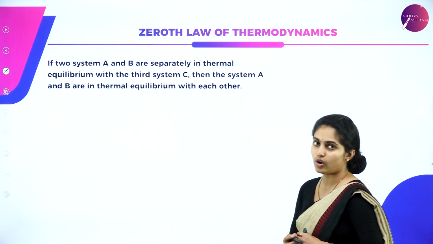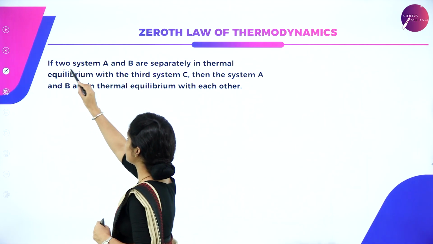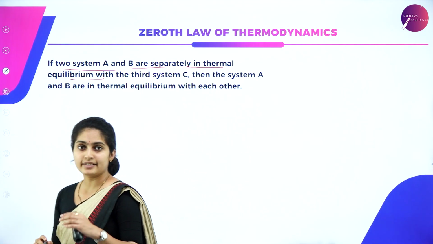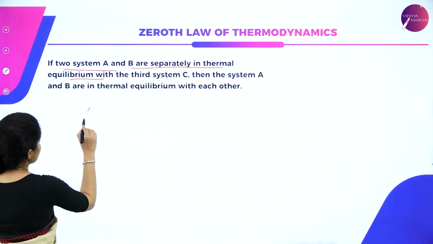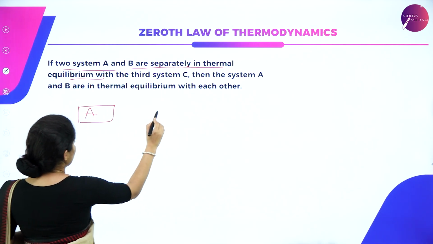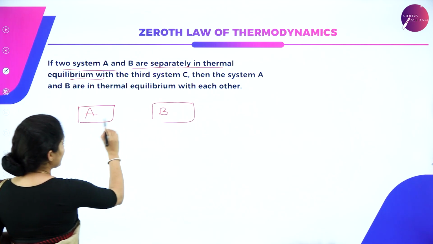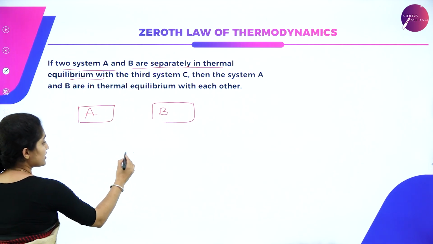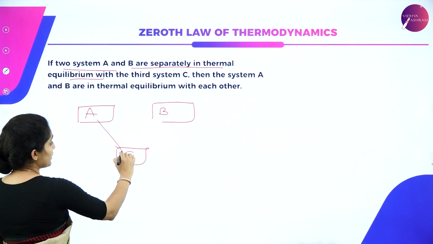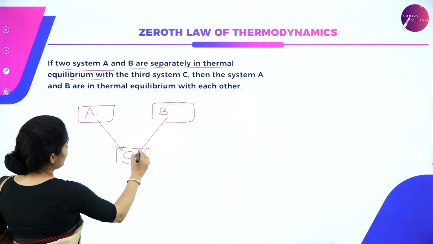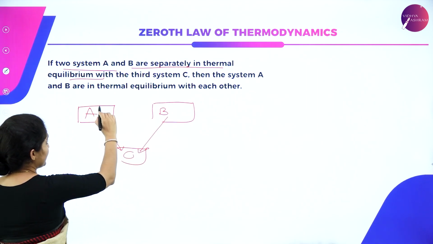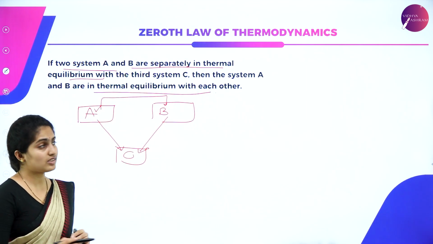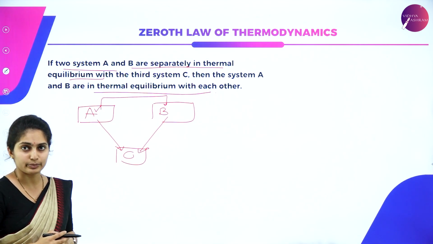What does the zeroth law state? If there are two systems, system A and system B, which are separately in thermal equilibrium with a third system, that is C. If A is in equilibrium with C and B is in equilibrium with C, then automatically you can tell that A and B are thermally in equilibrium with each other. So that is all about your zeroth law of thermodynamics.